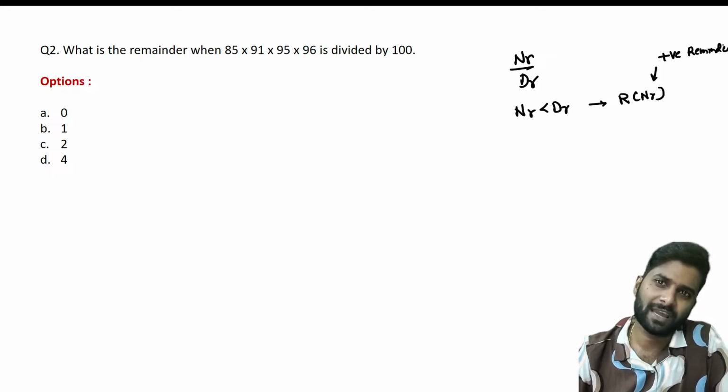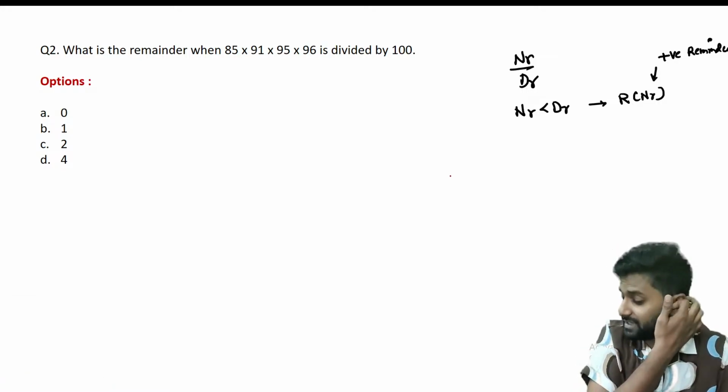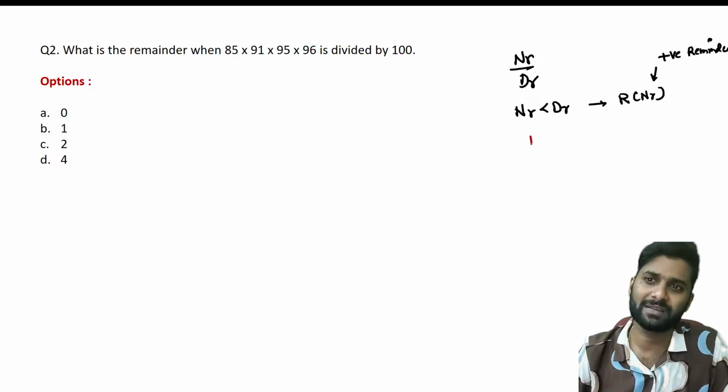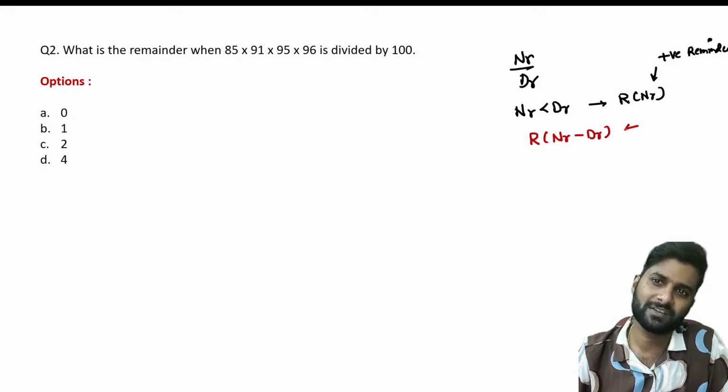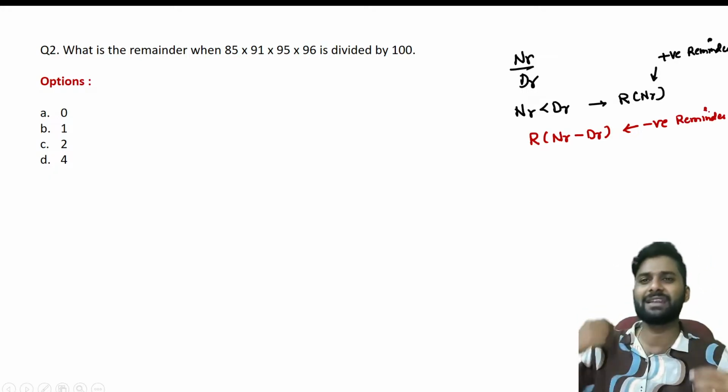But remember, for calculations, you have to save your time. That's why learn the negative remainder theory also. So what does a negative remainder mean? The difference, numerator minus denominator, defines the negative remainder. But you may have a doubt, sir, you can't see any negative remainders in your options.